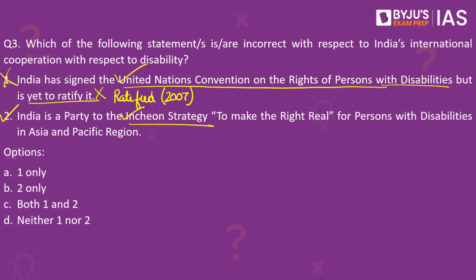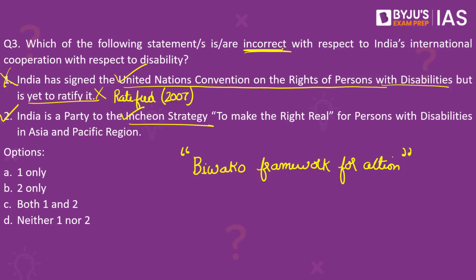This strategy was formulated as part of the course of action for the Asian and Pacific Decade of Persons with Disabilities 2013-2022. It is the first set of regionally agreed disability inclusive development goals. It builds on the Biwako Millennium Framework for Action, which envisages an inclusive, barrier-free, rights-based society for persons with disabilities. Since the question asks for the incorrect statement, the answer to this question would be option A, one only.